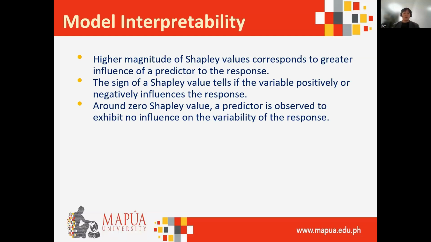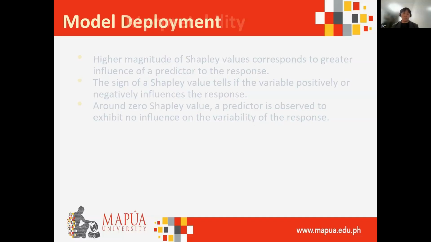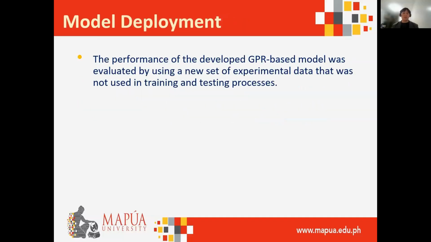Meaning if the numerical value of the Shapley value is high, that specific predictor contributes more to the variability of the response. And the sign of a Shapley value tells if the variable positively or negatively influences the response. Around zero Shapley value, a predictor is observed to exhibit no influence on the variability of the response. For the model development, the performance of the developed GPR-based model was evaluated using a new dataset of experimental data that was not used during the training and testing processes.